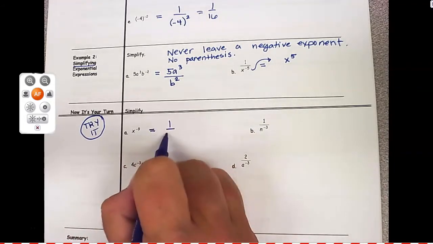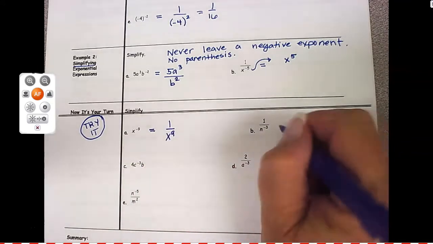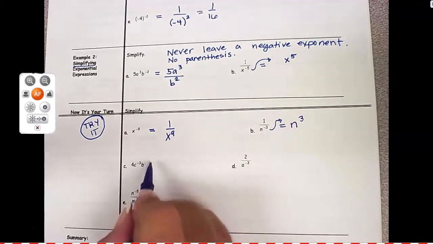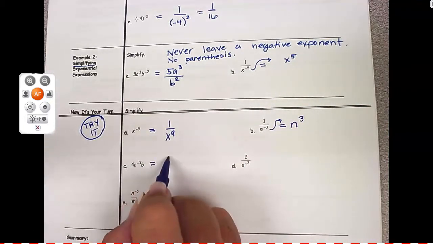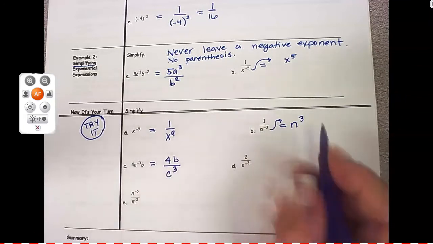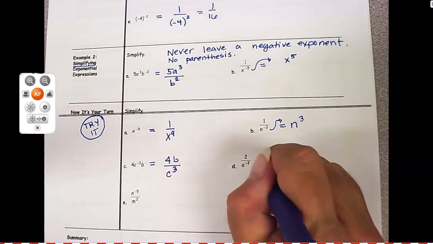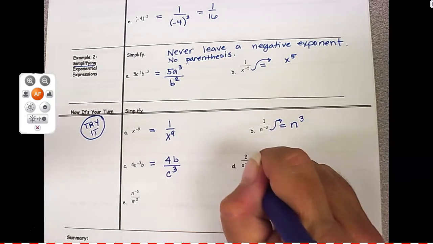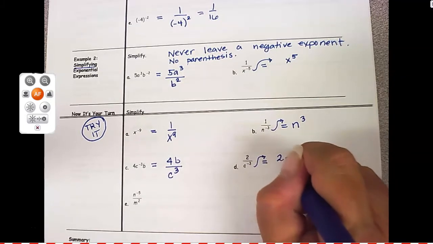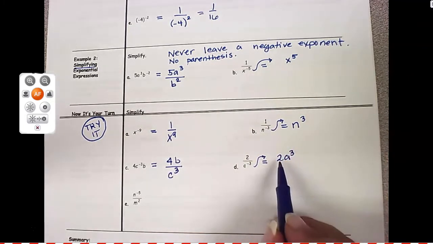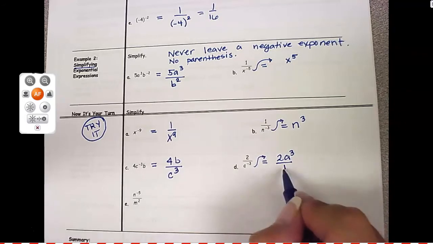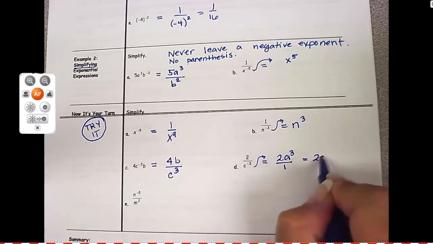So here my exponent rule gives me 1 over x to the 9th. And here I've got to move it to the numerator, so n to the third would be my result. In letter C, my 4 is okay. My b doesn't have any negative exponents, but my c does, so I'm going to move it to the denominator. And in letter D, my a is in a denominator with a negative exponent, so I'm going to move it up to the numerator to live with this 2 here. And I'm calling that the numerator because remember, all whole numbers could have a 1 underneath them, and that's really my denominator, but we don't have to write the 1.